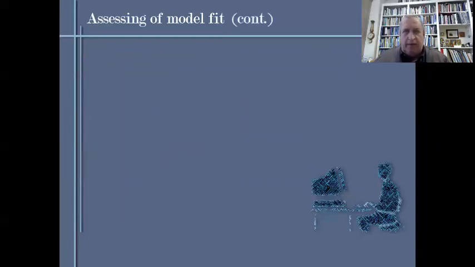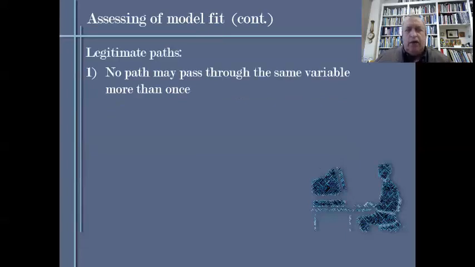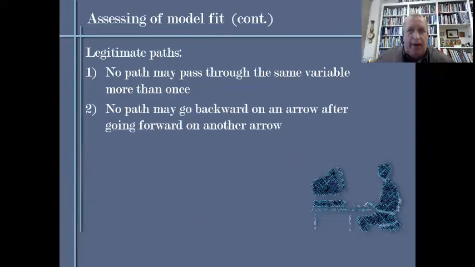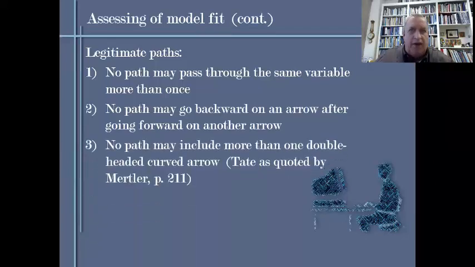To understand how to know which paths to include in the model, we have to know what a legitimate path is. No path may pass through the same variable more than once. No path may go backward on an arrow after going forward on another arrow. And no path may include more than one double-headed curved arrow. And those would be the lines that are indicated with an R.